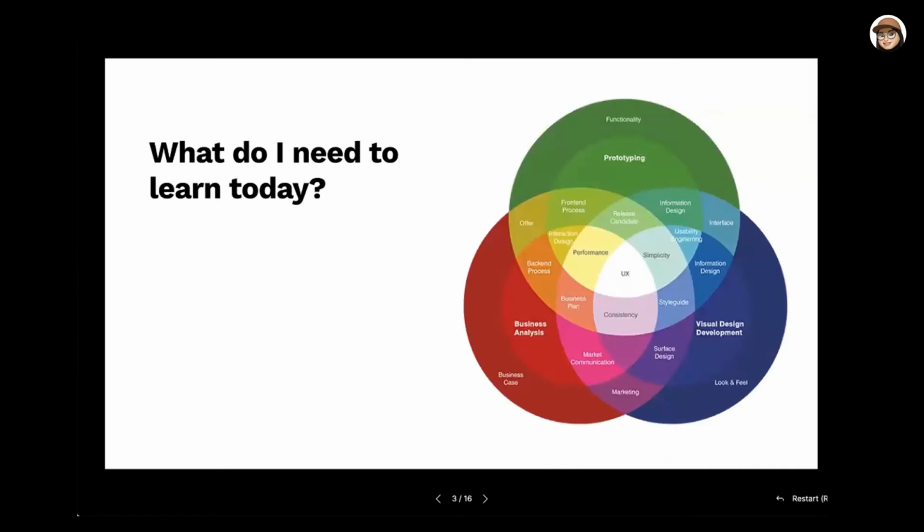I would like to start with a question. How often do we ask ourselves, what do I need to learn today? This is a diagram of the skill set that is required for a UX designer. Every other day, new tools are coming and new methods are arriving. We need to code, we need to research, and so on and so forth. The expectation for designers is exponentially growing.